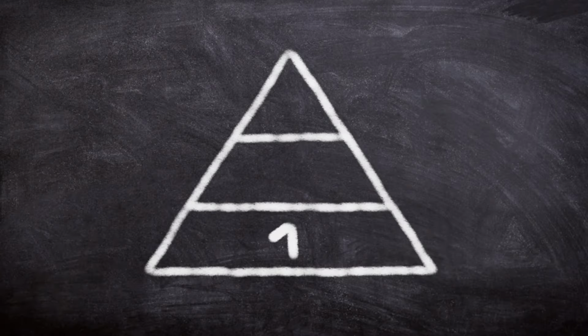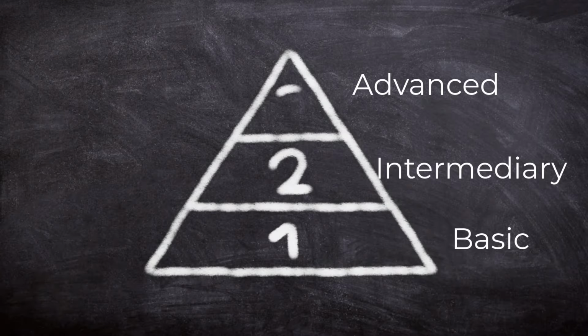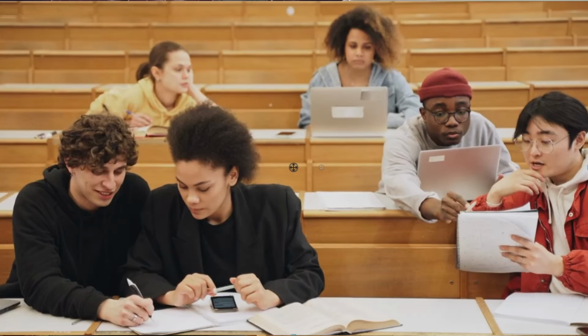So in this PAL system, I would have 3 different levels: the basic, intermediary, and the advanced. The basic is really just pairing students together, putting the stronger students with academically challenged students so that they can actually interact with each other.